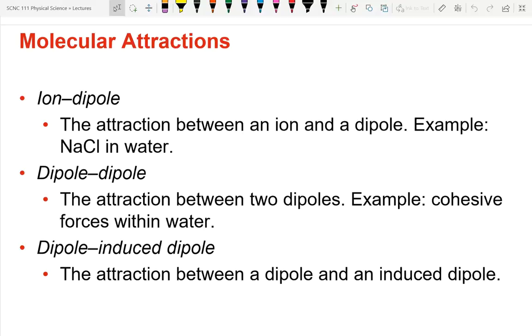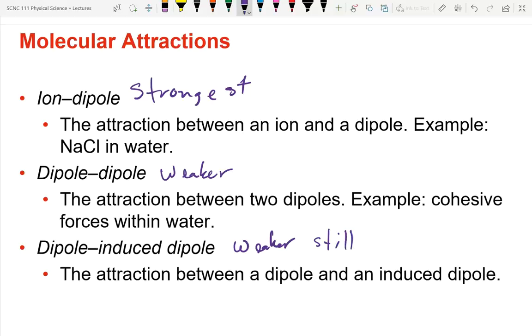So we talked about the ion-dipole attraction, then the dipole-dipole attraction that I actually talked about first. The strongest of our molecular attractions was the ion-dipole. Then the next was the dipole-dipole. We're going down to weaker as we go down this list, to the dipole-induced dipole.